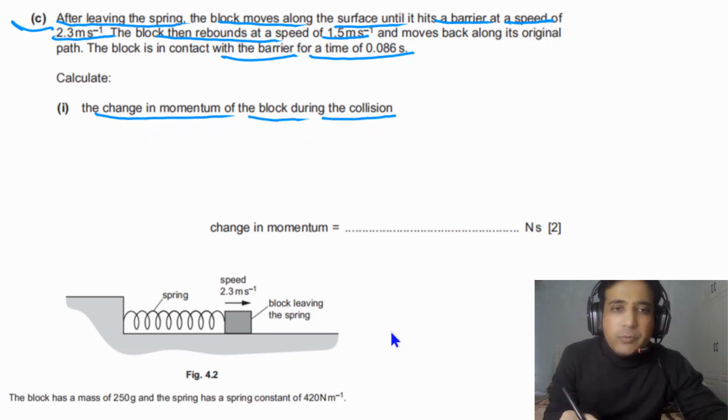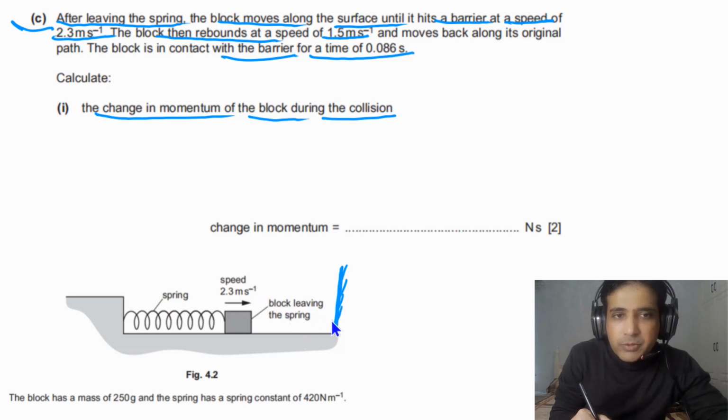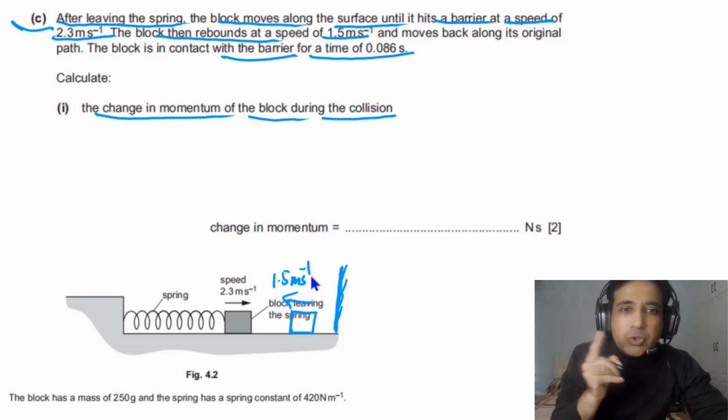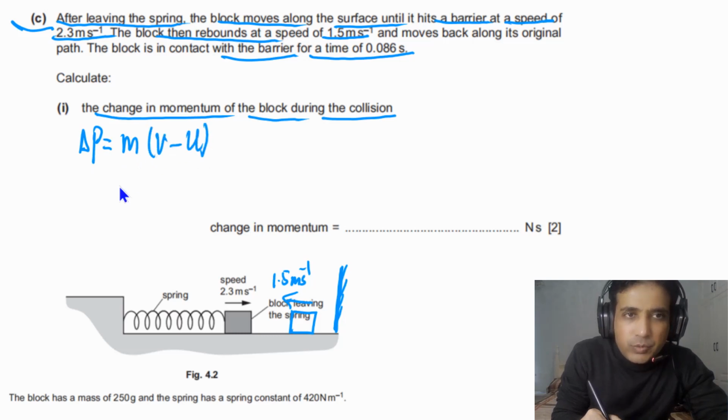So simply we can imagine that there is a barrier. Here is a barrier, and this block hits this barrier with a speed of 2.3 meters per second and rebounds with a speed of 1.5 meters per second. We need to calculate the change in momentum of the block. In order to calculate the change in momentum, we can say delta P is equal to m times v minus u. In this case, the mass of the block is 0.250 kilograms and the final speed.